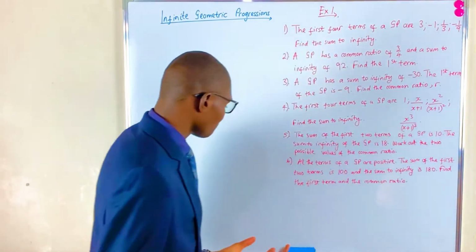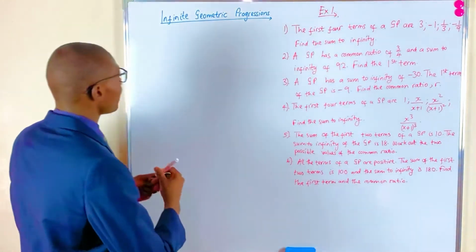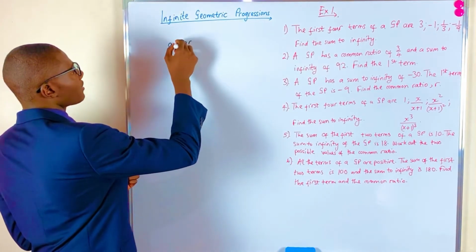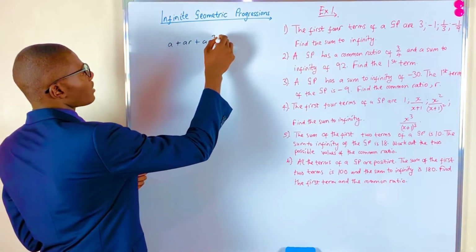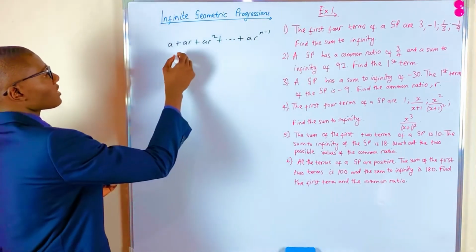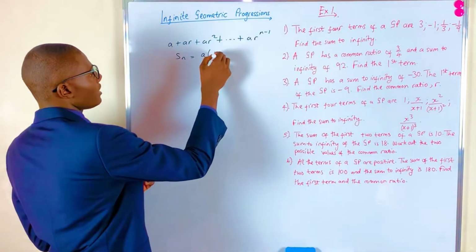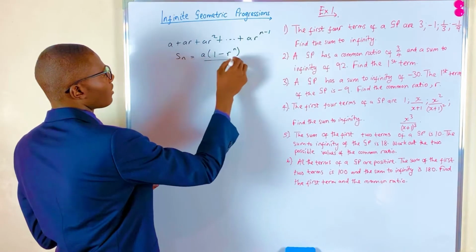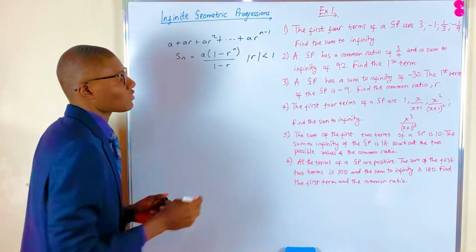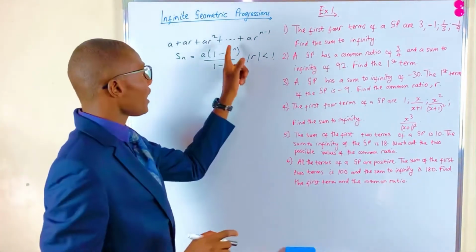So to start off, we know that for a geometric progression, let's say a + ar + ar² + ... + ar^(n-1), the sum of n terms is given by a(1 - r^n)/(1 - r), for which the modulus of r is less than 1. Right? So now we want to study what happens when n increases.